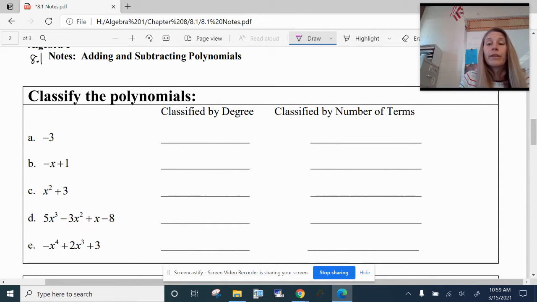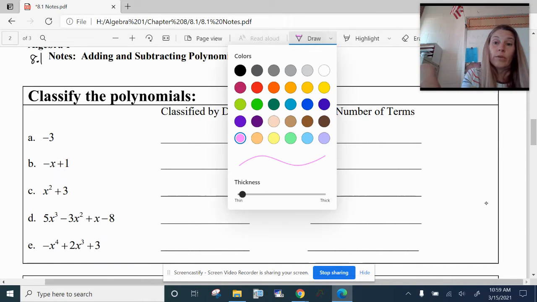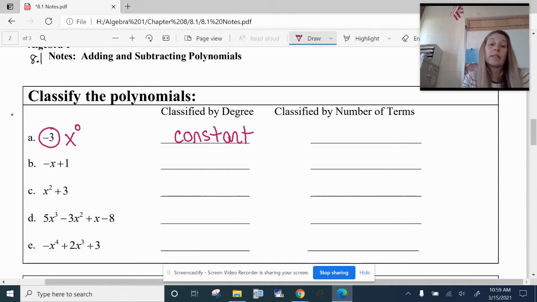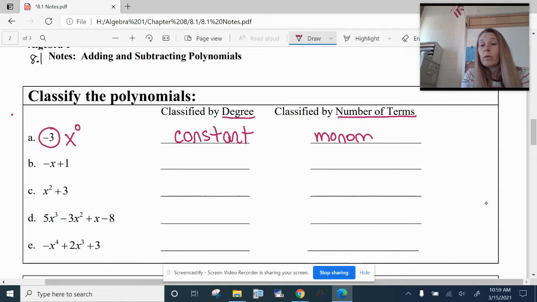So classifying by degree is from the first chart we went over. Classifying by number of terms would be the second chart that we just went over. Okay, so let's take a look here. For this first one, there's no x there, right? We don't see it. That really means the x was to the 0 power, which would make this a constant. So the first thing you want to do is look for an exponent. That tells you the degree. After that, you want to see how many things were added or subtracted together. That tells you the number of terms. Well, there's nothing adding or subtracting to this -3, so it'd be a monomial.